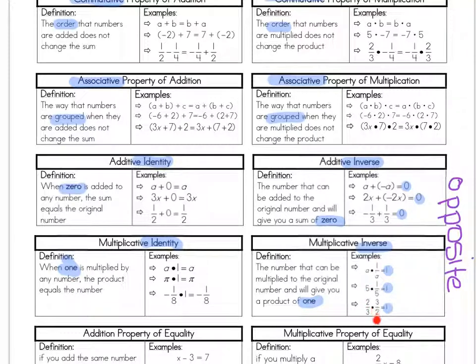2/3 times 3/2. You might say, hey, that's a reciprocal. And you're right. It will give you 1. So those are the identities and inverses in action.